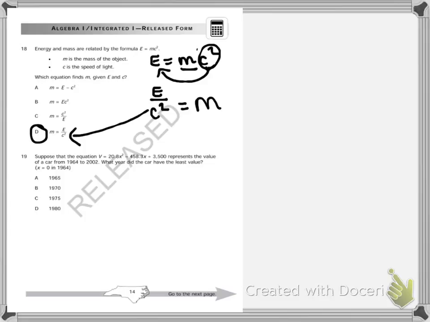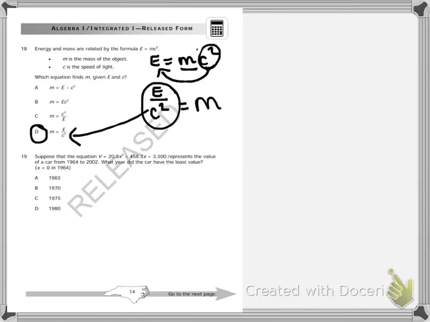Now let me quickly review what we did. We set up the equation e equals mc squared. Now we notice that m and c squared are being multiplied together. In order to get m by itself, you had to divide by c squared on the other side. And once you did that, you ended up with this, and that made D your answer.